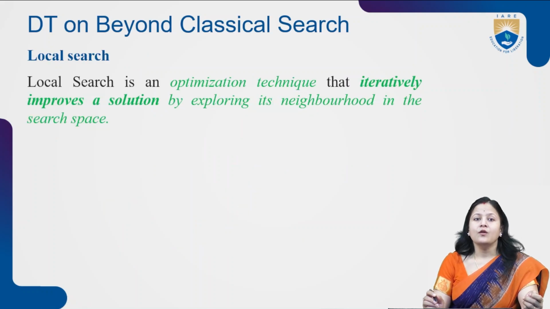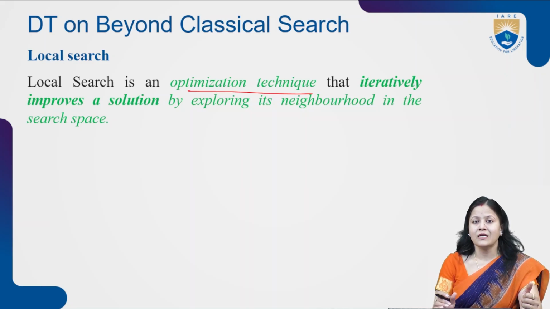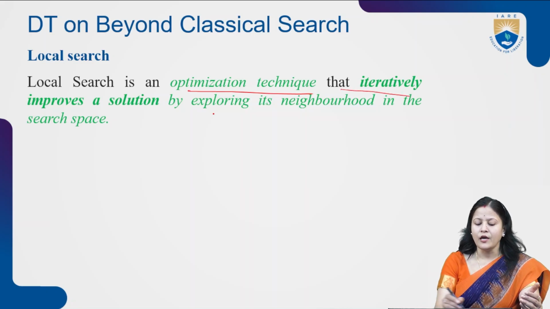Then the next term is local search. Local search is an optimization technique that iteratively improves a solution by exploring its neighborhood in the search space. Basically, local search is not like our informed search or uninformed search. That is why the local search technique comes under beyond classical search. This local search is used as an optimization technique where we can find the best possible solution among all possible solutions within a short span of time, by iteratively improving a solution.